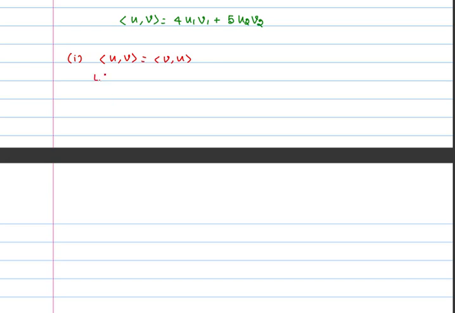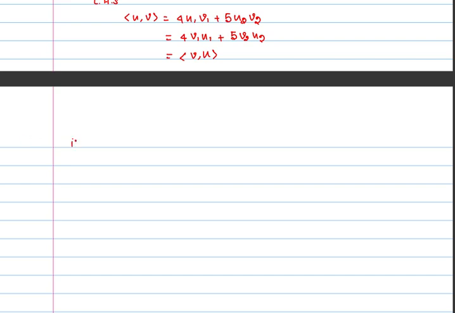Now I take, as usual, the left-hand side: U comma V equals 4 times U1 V1 plus 5 times U2 V2. Now you can write it as 4 times V1 times U1 plus 5 times V2 times U2, because these two are scalars, like in our previous case. Now I can write this as V comma U. So the first condition is automatically satisfied.